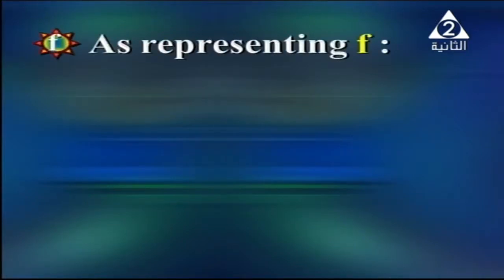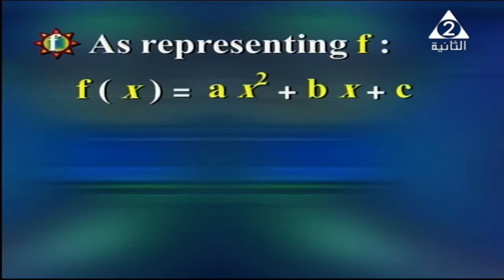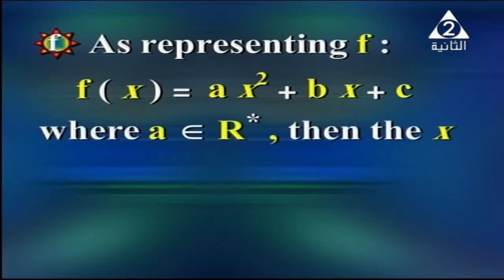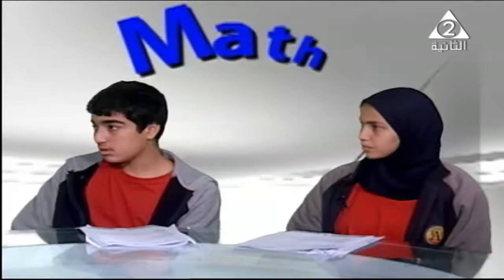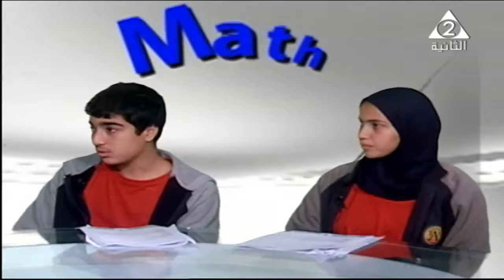Representing the function f(x) = ax² + bx + c, where a belongs to R star, the x-coordinate of the vertex of the curve equals what? x equals -b over 2a. b over 2a.